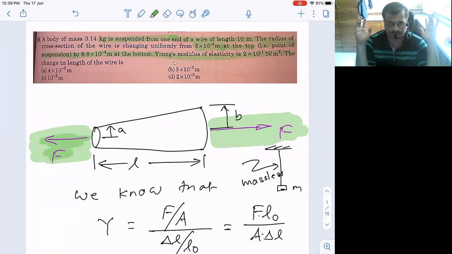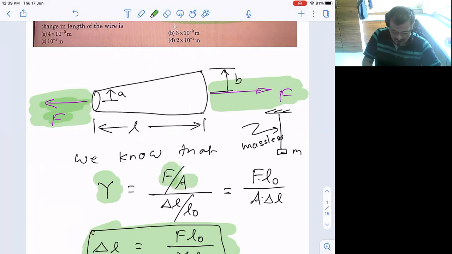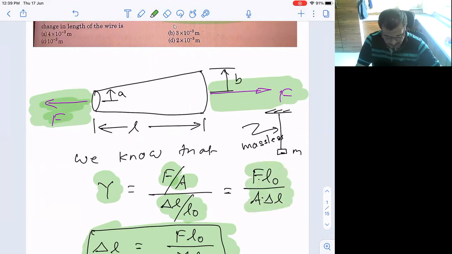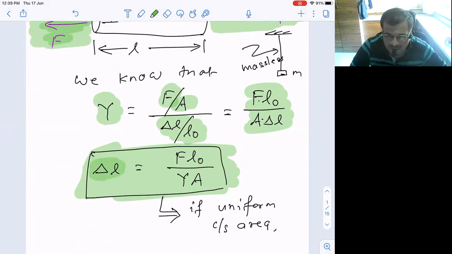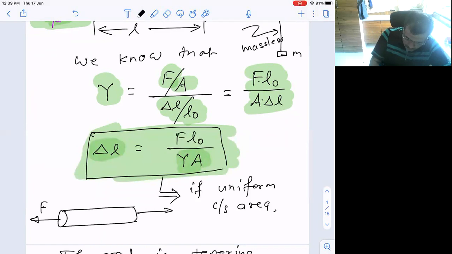Now let us proceed. Now we know that the modulus of elasticity is Y is equal to stress divided by strain. So this F by A is divided by delta L by L naught. So the formula of delta L, that is elongation, would be F L naught divided by Y A. Now, this A here is the area of cross section if the wire is uniform throughout. If uniform cross section, this is the basic formula that we know.